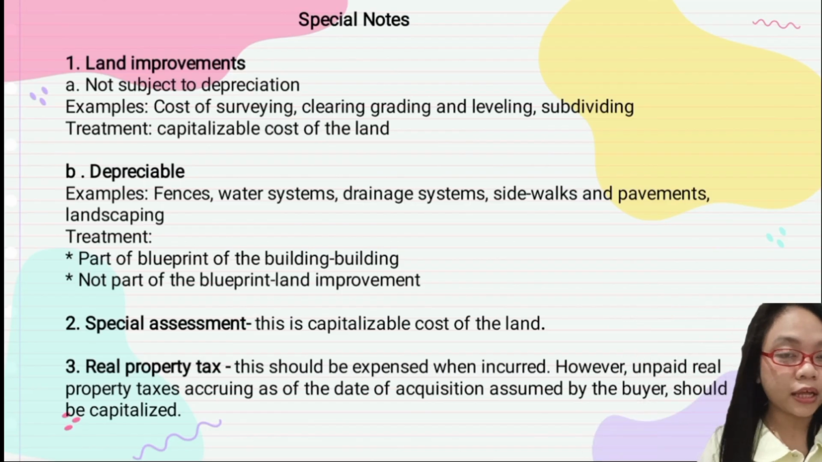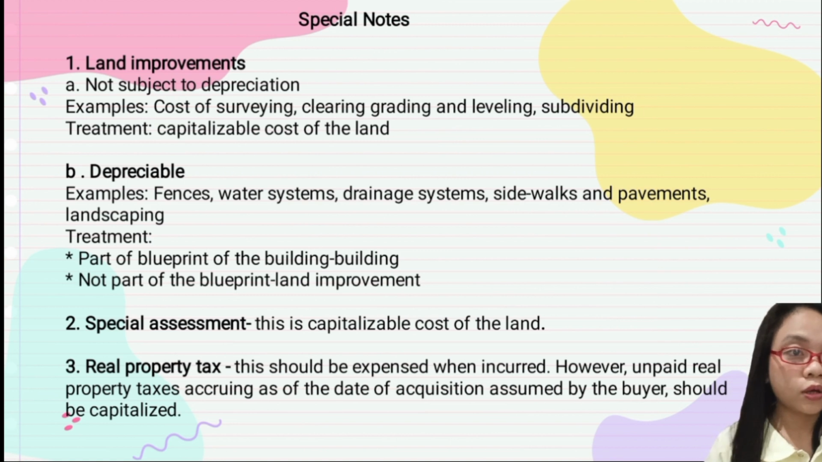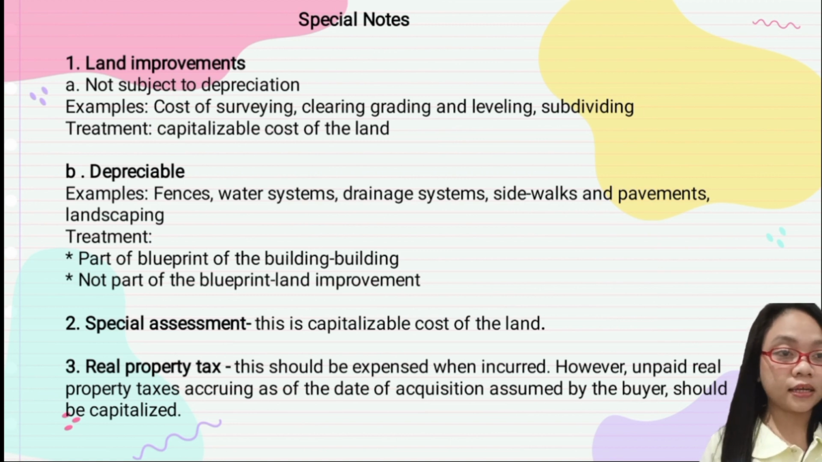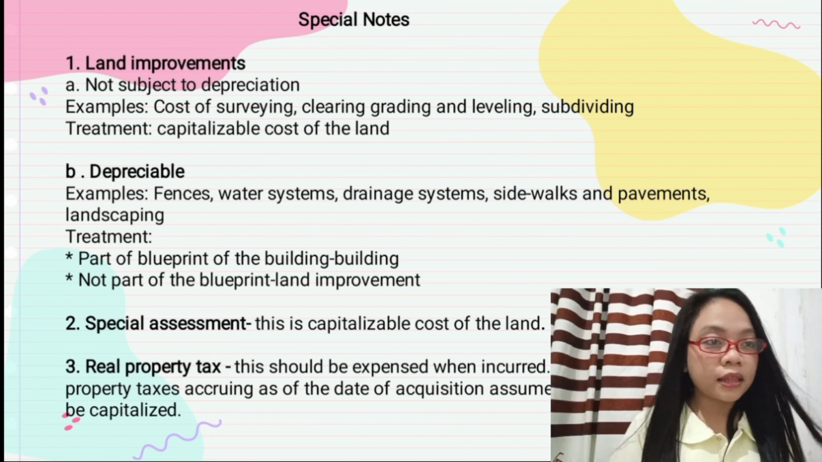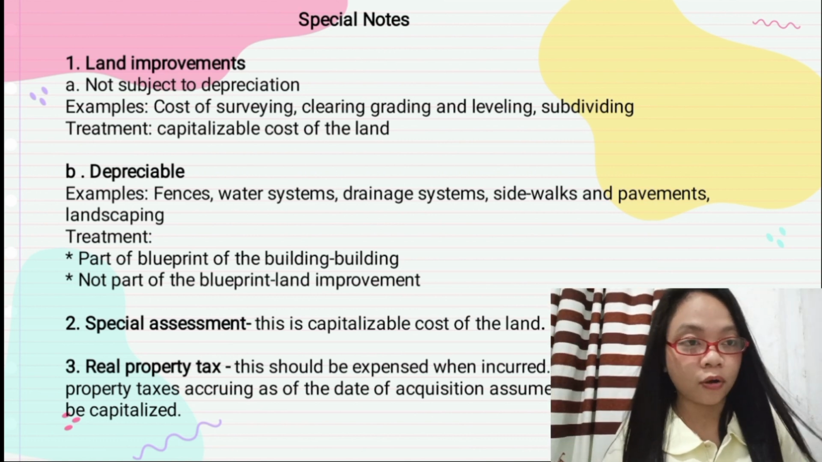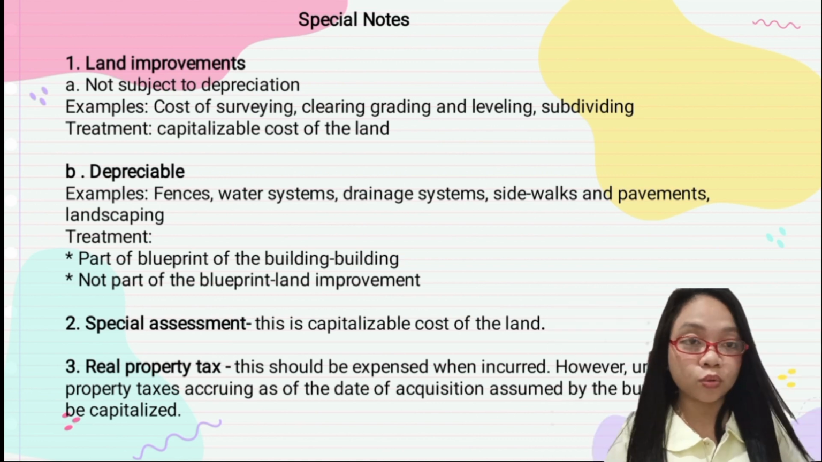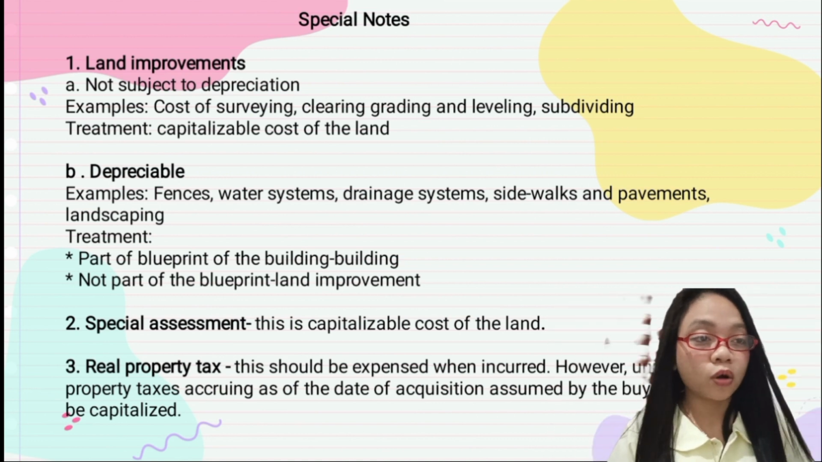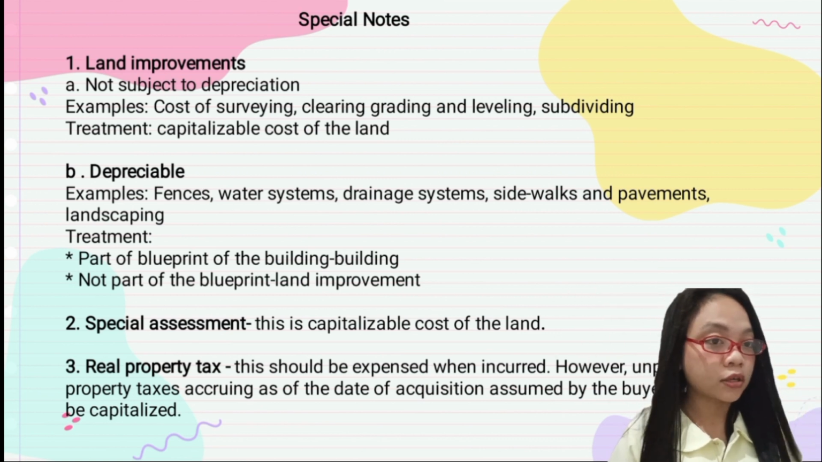So, naa pod tayo important information that we need to take note. For land improvements, naa'y duha ka klase. There is land improvement subject to depreciation and not subject to depreciation. Not subject to depreciation, naa'y example ani are cost of surveying, clearing, grading, and leveling, and subdividing. So, they are not subject to depreciation because they're considered as part na jud sa initial investment of the land, and then they are treated as capitalizable cost of the land. On the other hand, those subject to depreciation, for example, fences, water systems, drainage systems, sidewalks, and pavements.